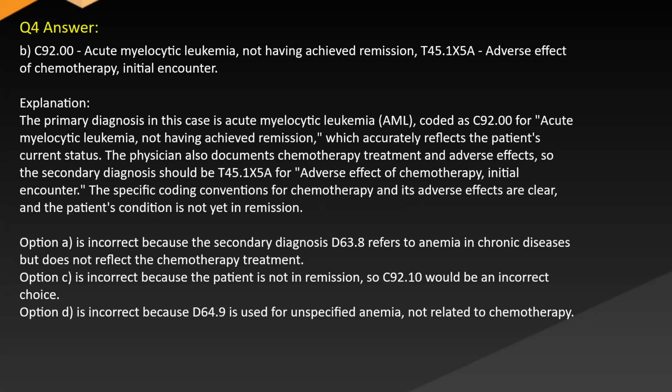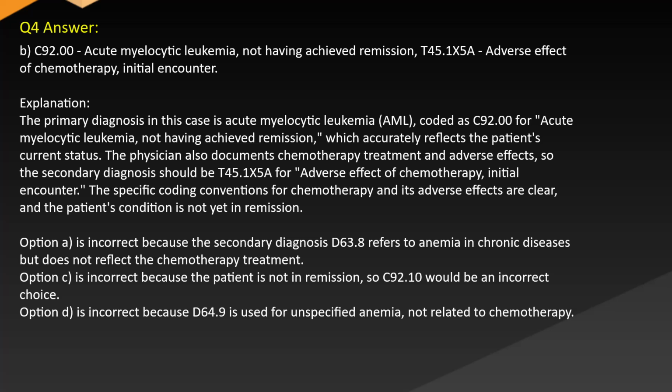Answer B. C92.0, acute myelocytic leukemia not having achieved remission. T45.1X5A, adverse effect of antineoplastic chemotherapy, initial encounter. Explanation: the primary diagnosis in this case is acute myelocytic leukemia, AML, coded as C92.0. Acute myelocytic leukemia not having achieved remission accurately reflects the patient's current status.